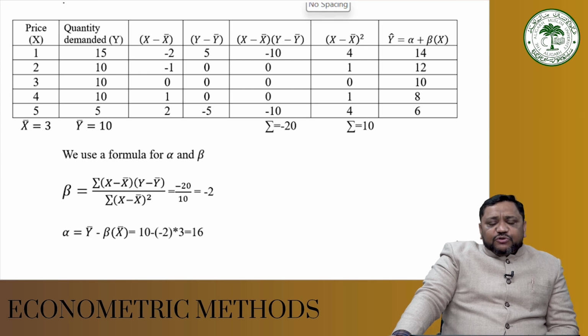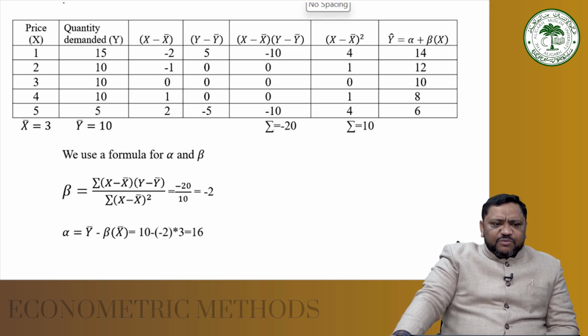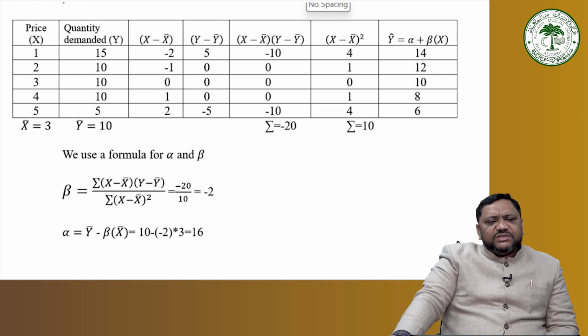Now, we come to the formula for beta. We will do the derivation at a later point, but at the moment the formula for beta is equal to summation of (x minus x bar)(y minus y bar) divided by summation of (x minus x bar) square. So we take the sum of the column x minus x bar multiplied by y minus y bar, that is minus 20, and then we take the next column, (x minus x bar) whole square, it is 10. So minus 20 divided by 10, this happens to be minus 2.